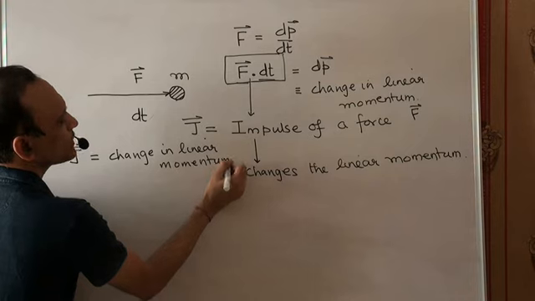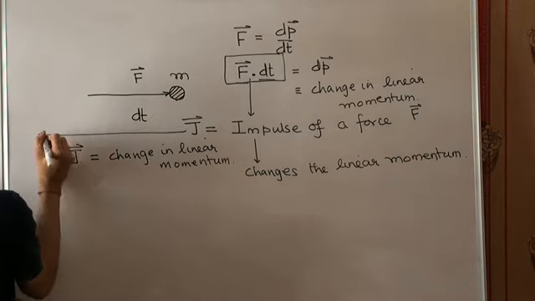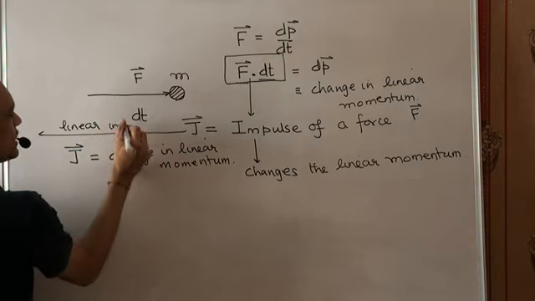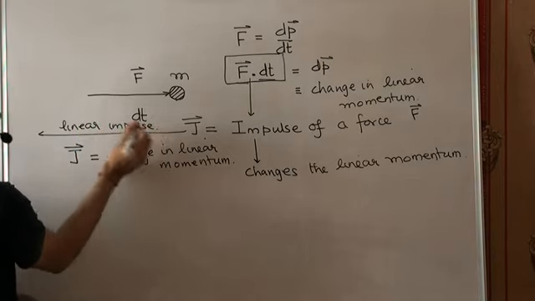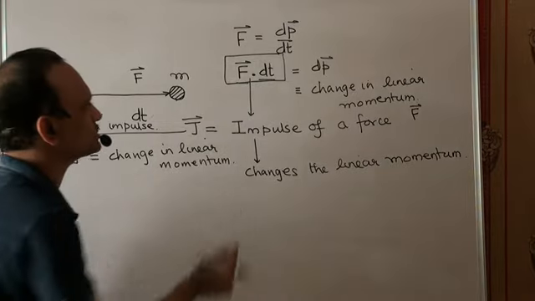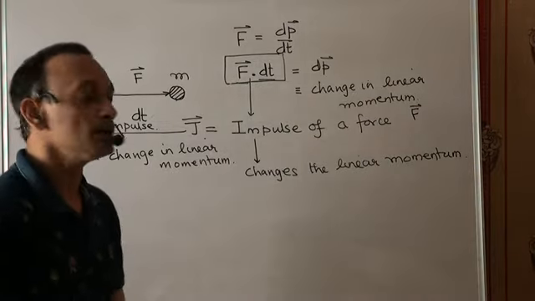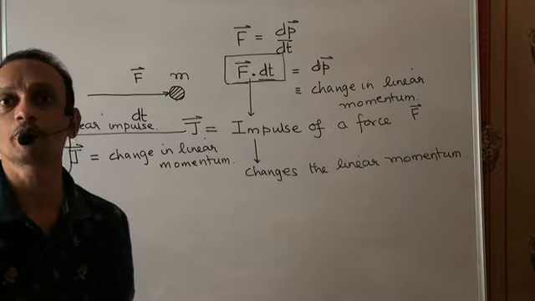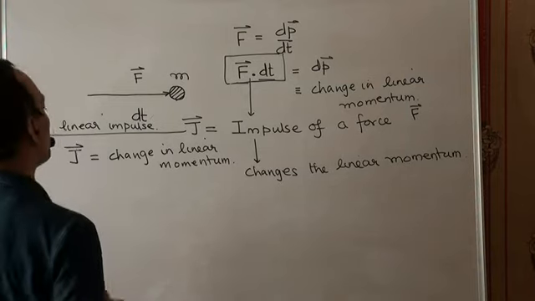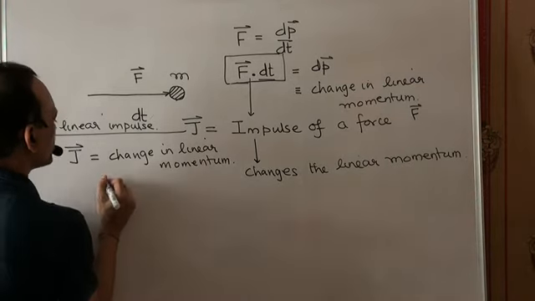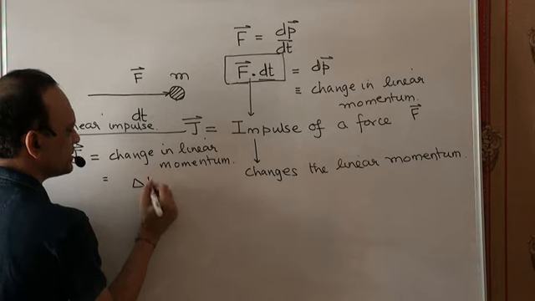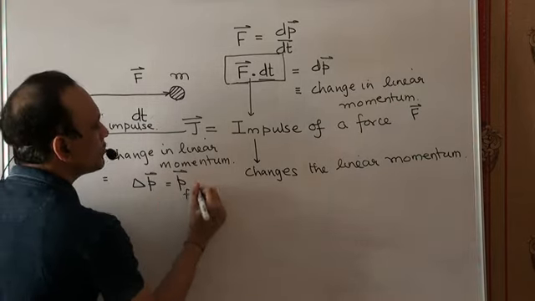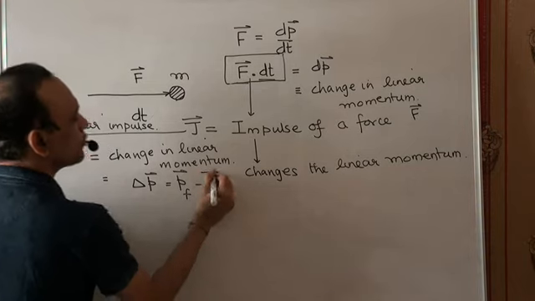And sometimes, we also call it a linear impulse. We also refer to this as a linear impulse, J. A very large force acting for a very short time, the product of that is called a linear impulse, which changes the linear momentum, which is final linear momentum minus initial linear momentum. And very clearly, this is like a delta P. Delta P means change in P, which is PF, the final linear momentum minus the initial linear momentum.